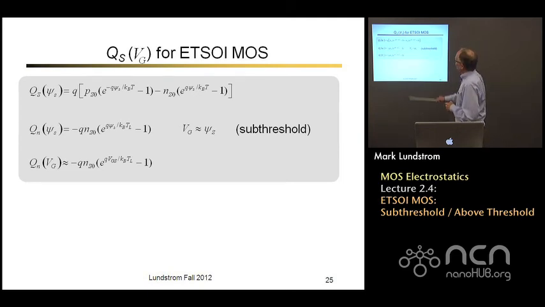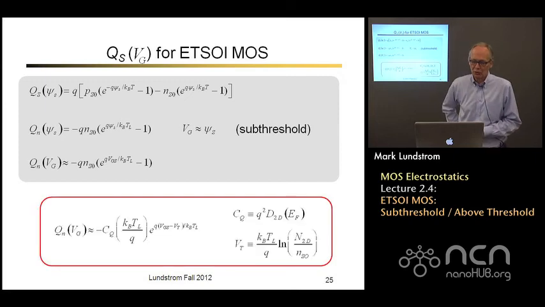Okay, so here's our expression that we developed for the charge as a function of surface potential. This is the expression for the inversion charge. And the gate voltage just follows the surface potential. So I can substitute the gate voltage in, and I have a simple expression that relates the inversion charge to the gate voltage, even simpler than it was in the bulk.